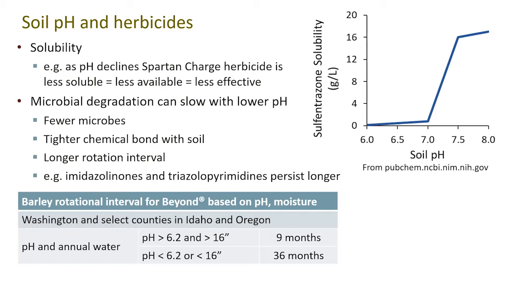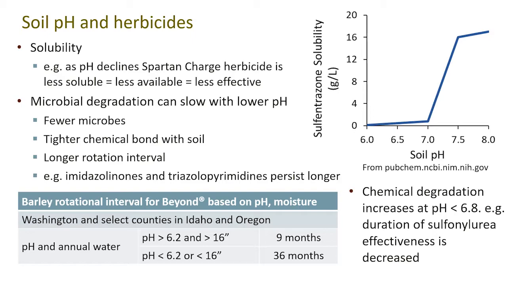So what this table shows is that for soils that have greater than pH 6.2 and greater than 16-inch annual rainfall, the rotation interval following a barley application of Beyond is about 9 months. If instead that pH is less than 6.2 or we have lower rainfall, it jumps to 36 months. Now, I know most of Montana has less than 16 inches, but this really demonstrates how big of a difference low pH can cause in rotation intervals. So you have to be more careful in these low pH areas, and also use carryover as an early indicator of low pH.